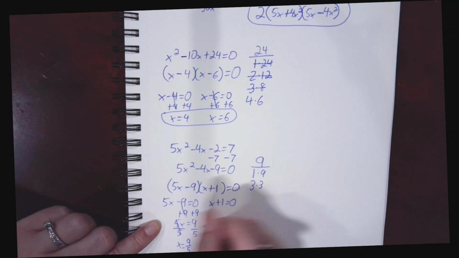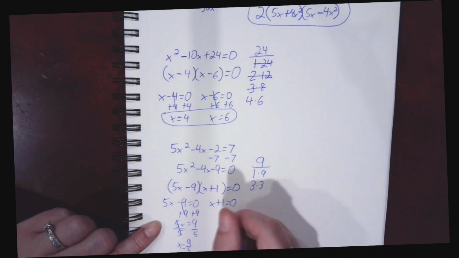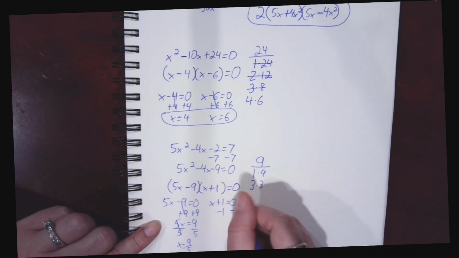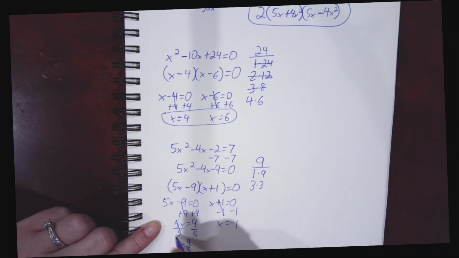Now on the other side, less steps. It's only a 1 step, so I have x plus 1 equals 0. So I'm going to take 1 away from each side. X equals -1. So this is my final answer for this one.